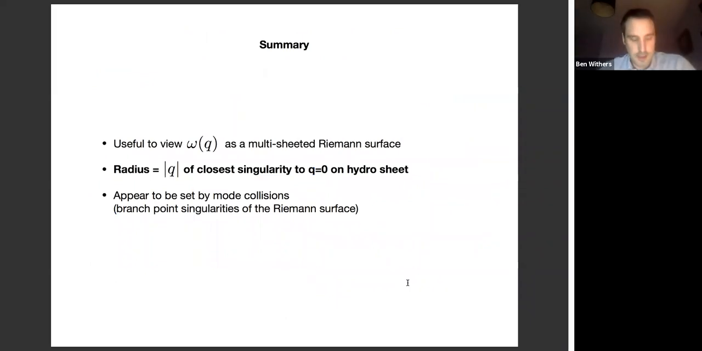As I was outlining, I think it's useful to view this omega of Q as basically a multi-sheeted Riemann surface where you take Q in the complex plane, and the radius is the value of Q for which there's a closest singularity to the origin on the hydrodynamic sheet. From all the examples that I've seen, it appears to be set by mode collisions or square roots, what you would call a branch point singularity of the Riemann surface.